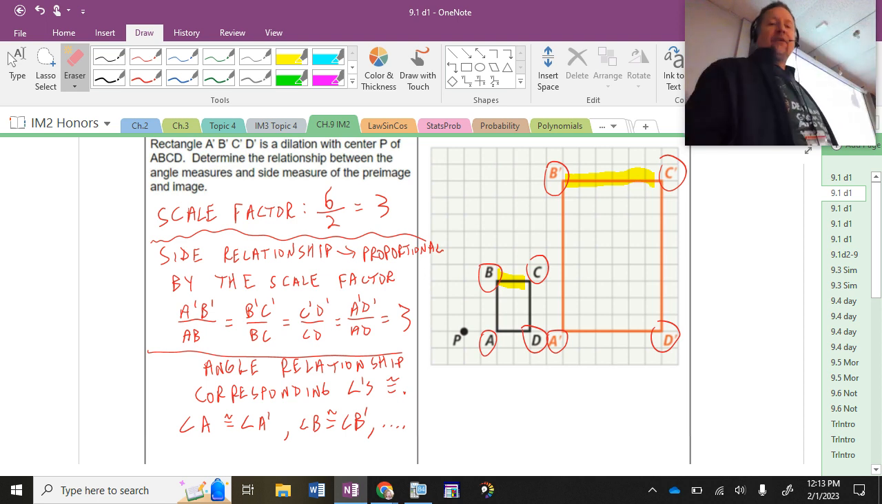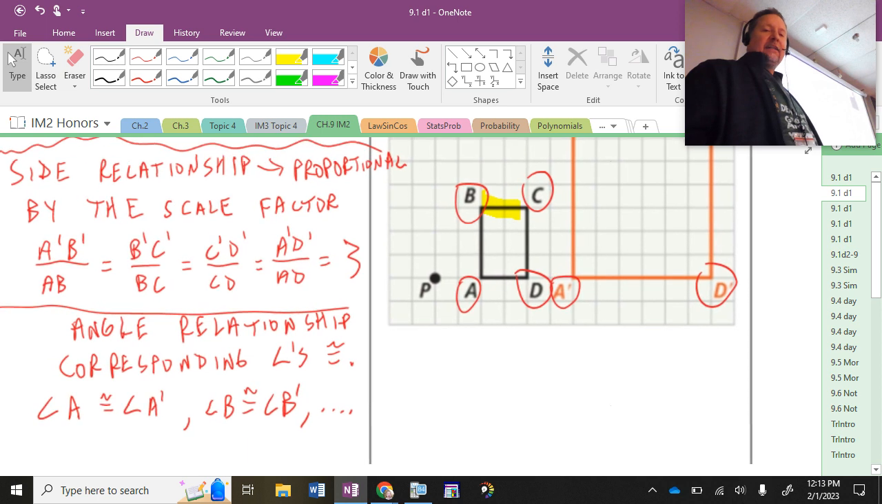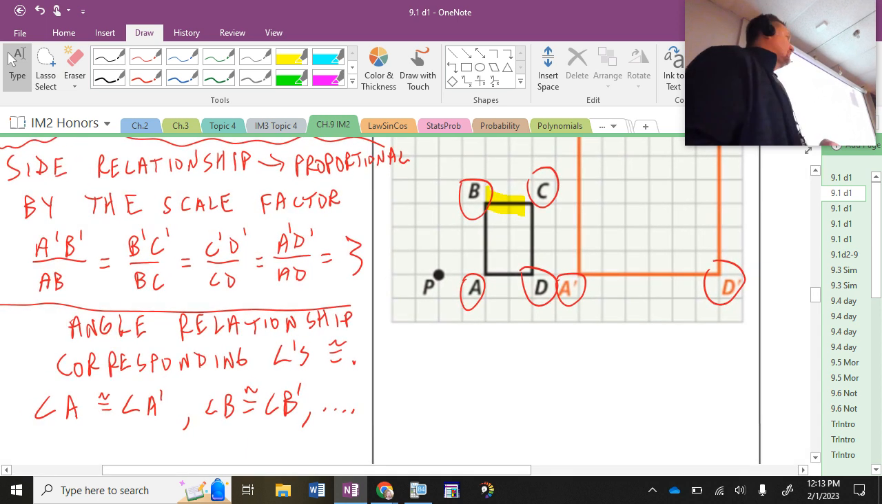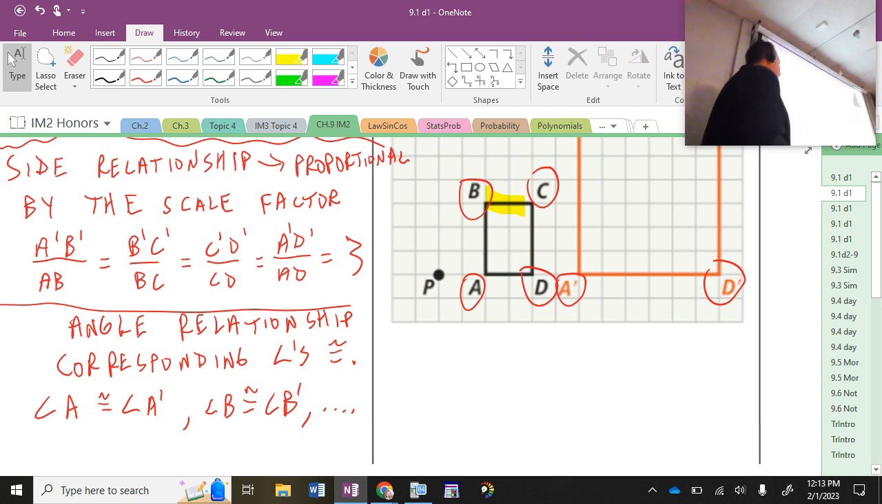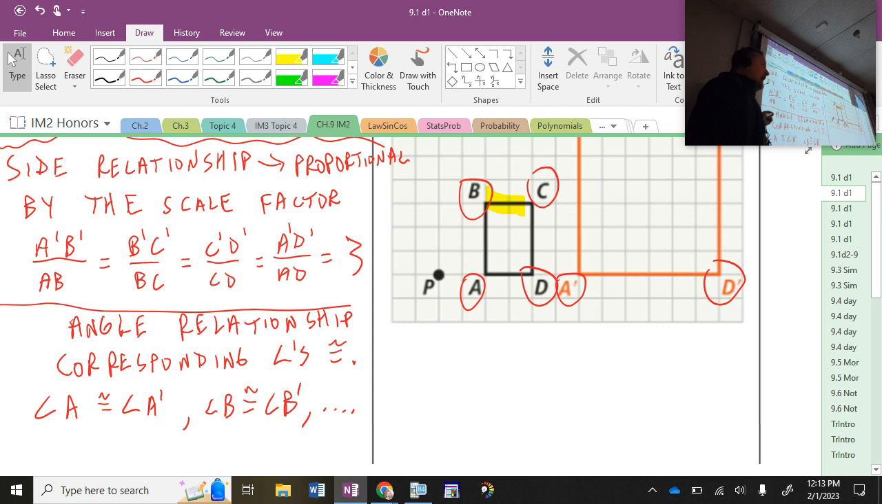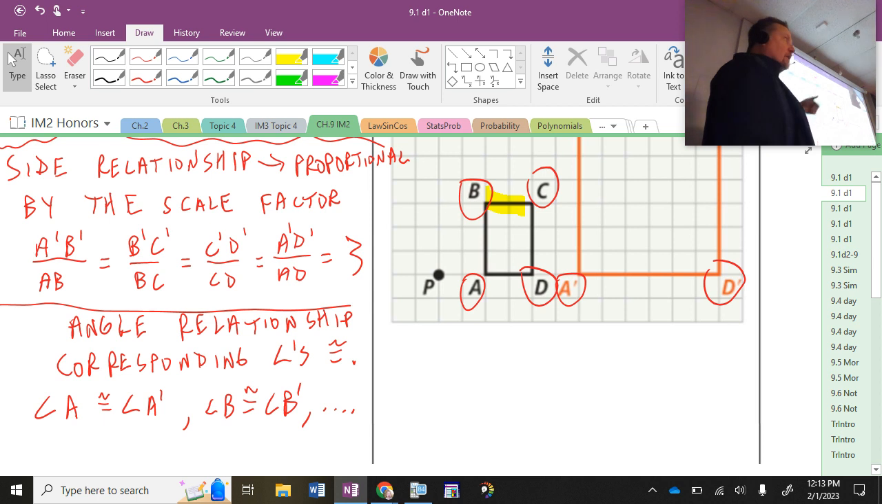So what you're going to find out is the sides are proportional. That's what the scale factor comes from. So A prime B prime over AB should equal B prime C prime over BC, and so on and so forth. But what you're also going to find out is that's why there's an AA postulate for similar triangles, because in similar triangles, the angles are still equal. All of those angle measures are 90 degrees. So all those angles are equal. You'll find that out in similar triangles.